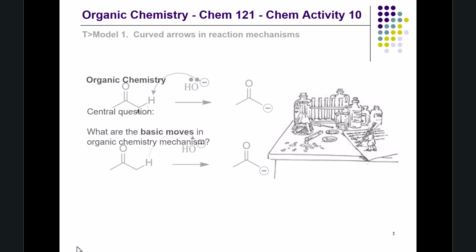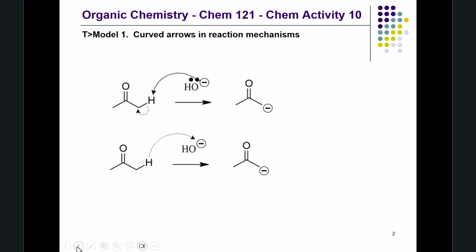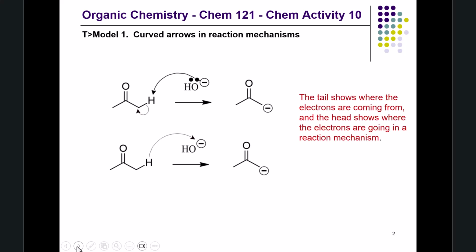So let us begin. First of all, I want to review a little bit what the curved arrow means. So recall that the tail of the arrow comes from a pair of electrons, and it shows where the electrons are heading in a reaction mechanism.